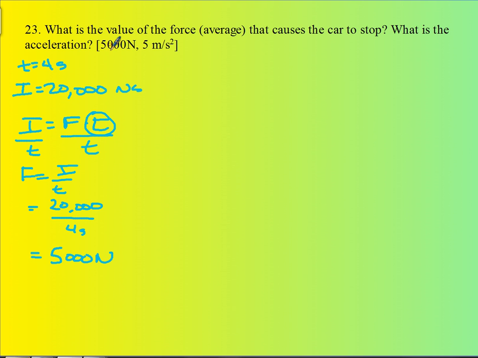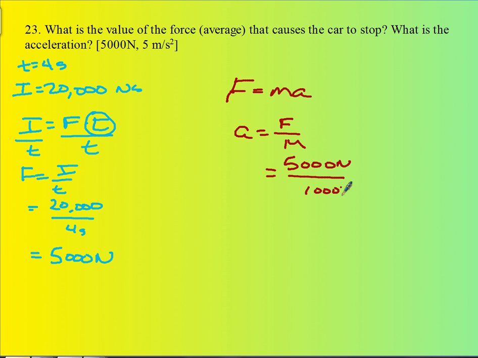Now, I want to find the acceleration. F equals ma. In these problems, when I ask for acceleration, think F equals ma. So the acceleration is the applied force divided by the mass. The applied force is 5,000 newtons. And the mass of my car is 1,000 kilograms. So I have an acceleration of 5 meters per second squared.